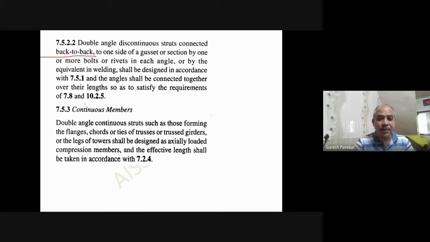Now, continuous members. If we go to the trusses, then we have principal rafters and main tie. These are going to be my continuous struts. Others are going to be discontinuous struts. Now here they have mentioned that chords or ties, trusses, and truss girders shall be designed as axially loaded compression members, and the effective length shall be in accordance with 7.2.4. So we have to go for KL, and for your columns we have to go for table 10.